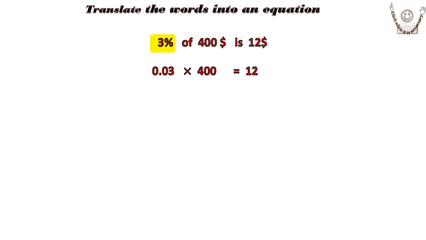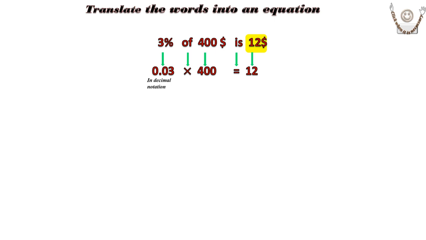Now, a more formal approach. We are going to learn how to translate the words into equations. The previous example tells us 3% of 400 is $12. How to use algebra? We have to show 3% in decimals. It will be 0.03. The word "of" is multiplication. 400 is 400. The word "is" is the symbol equal, and 12 is 12.